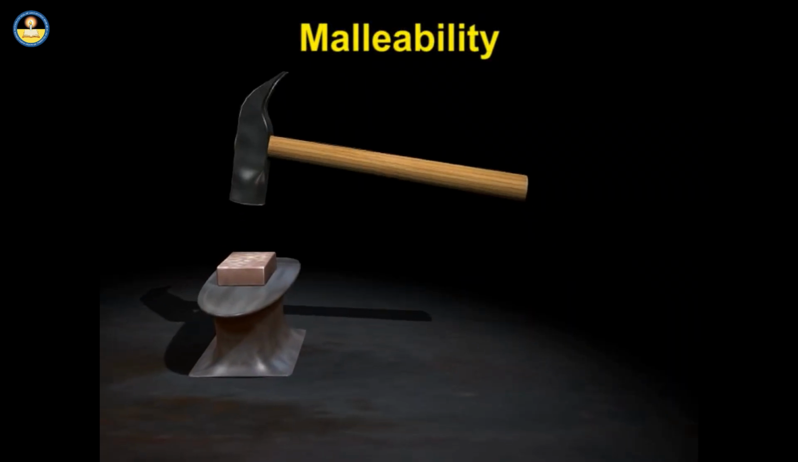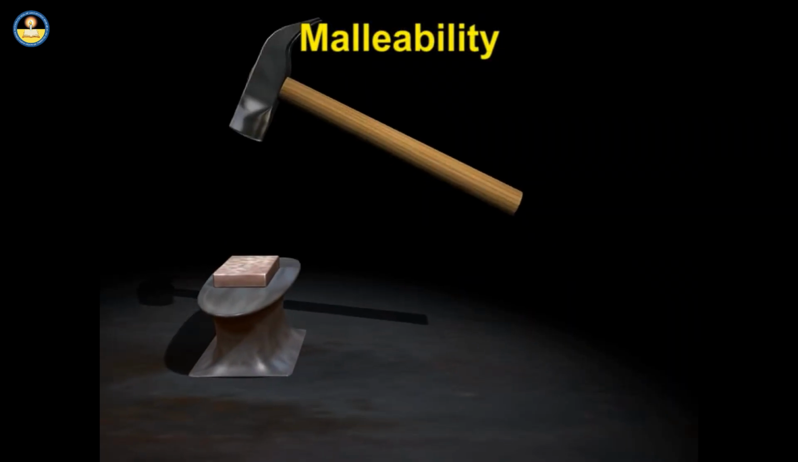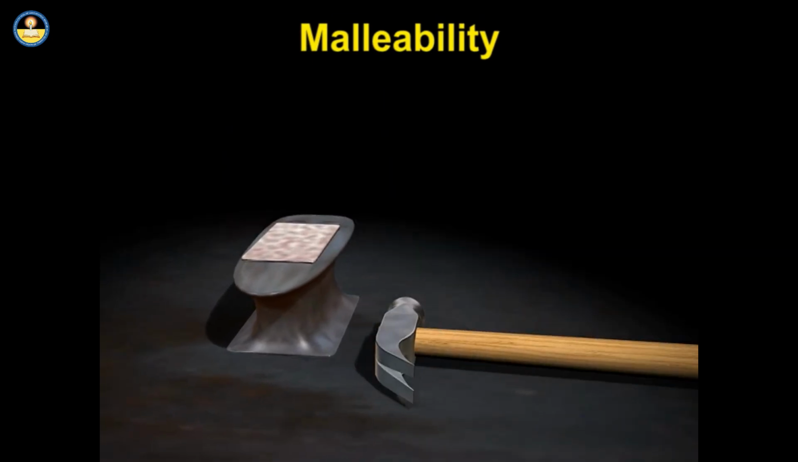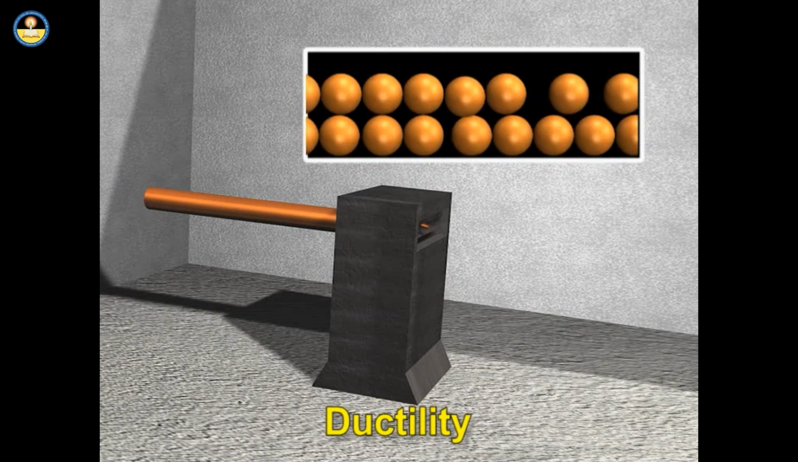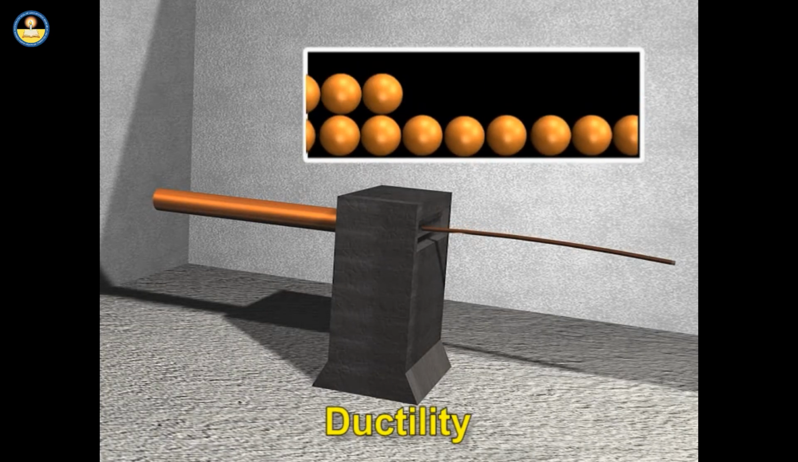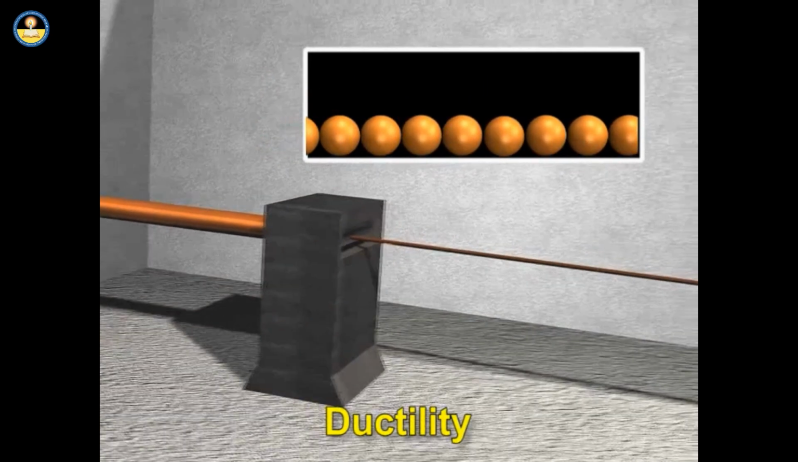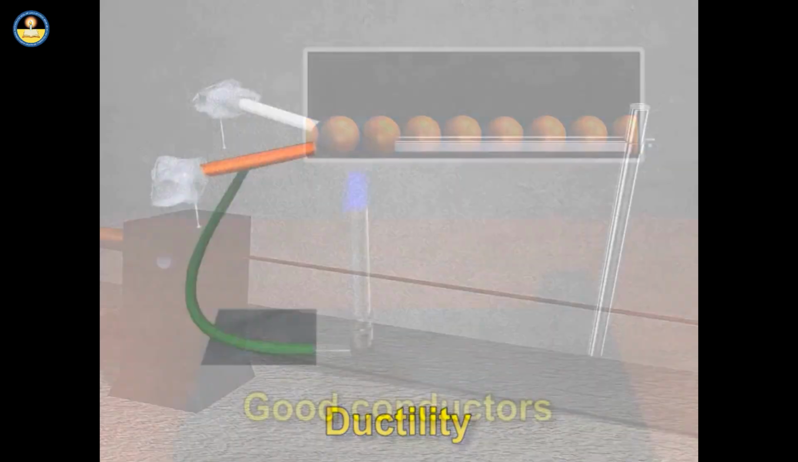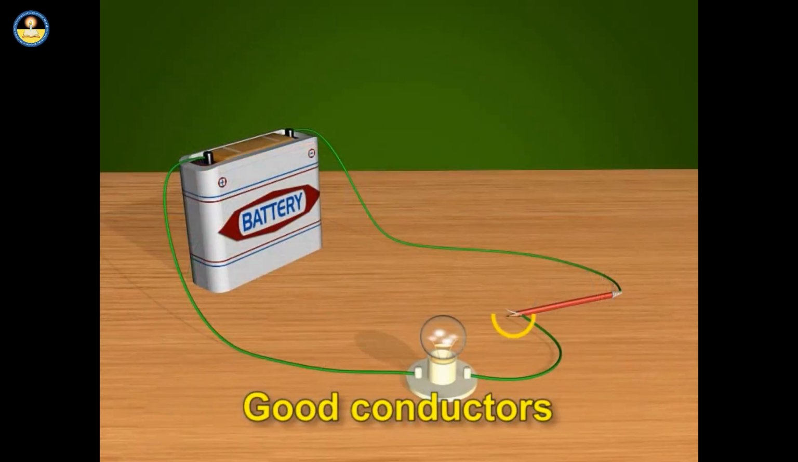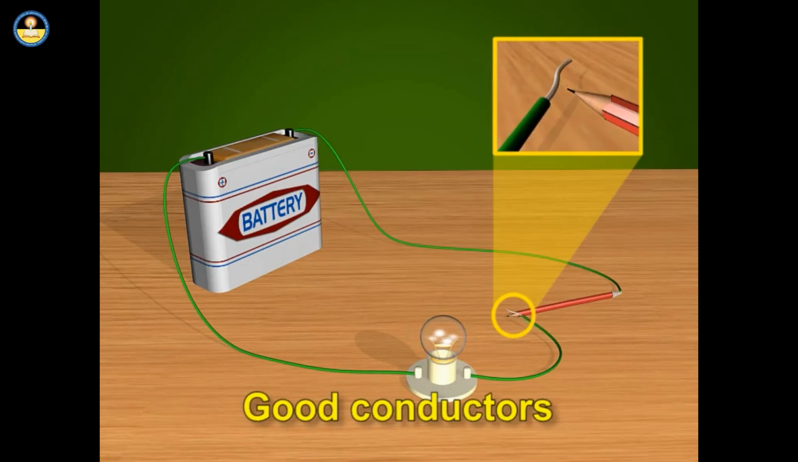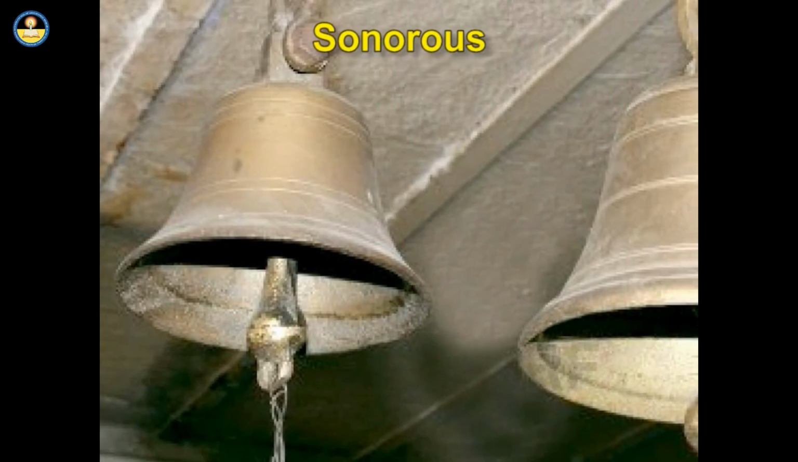Malleability helps in achieving a desired shape in the metals with hammering. Metals can be drawn into thin wires by stretching. This process is called ductility. Most metals are good conductors of heat and electricity. Metals are sonorous.